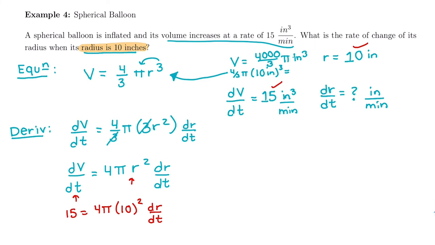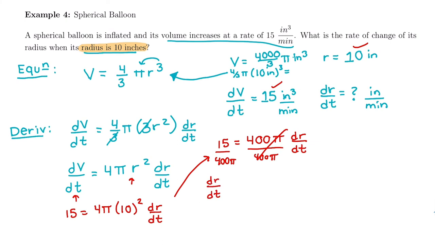So when I do that, I might bring it up here. I get 15 on the left still. And on the right, 10 squared is 100 times 4 is going to make it 400 pi. And that's going to be times dr dt. So lastly, to get dr dt on one side by itself, right now it's multiplied by 400 pi, so I'm going to divide both sides by 400 pi. And I could leave it just like that to get the exact answer. Dr dt is 15 divided by 400 pi.